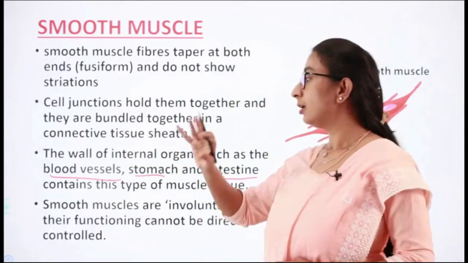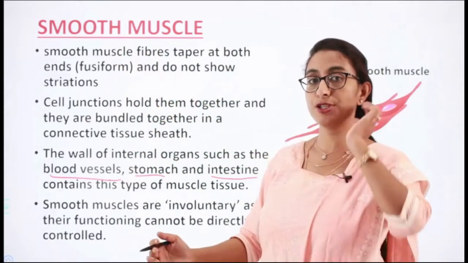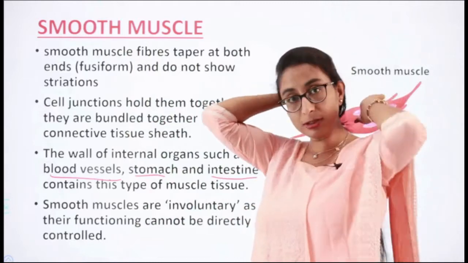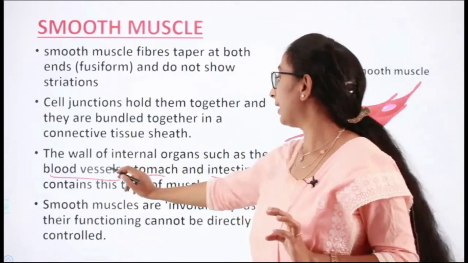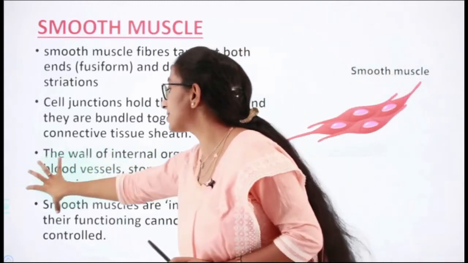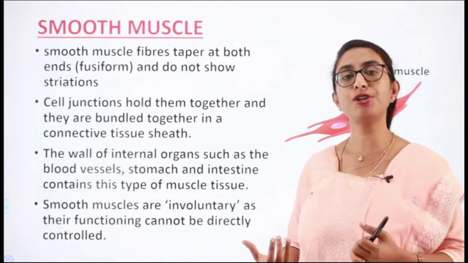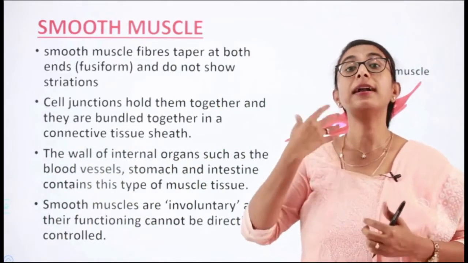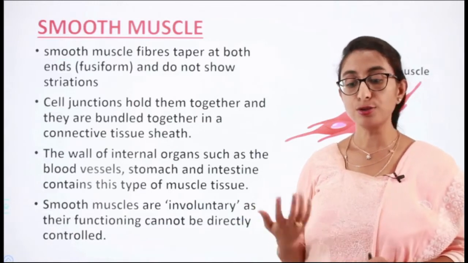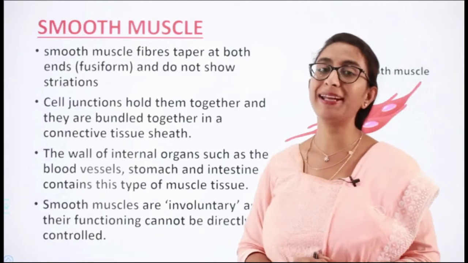So they will ask where you can find smooth muscles, and they will give you a list of options. Among them, you'll have to choose the option which says the smooth muscle is present in blood vessels, stomach and intestine. Then the smooth muscles are involuntary in nature. What do we mean by voluntary and involuntary? Voluntary means which is under our control. Involuntary means which is not under our control, right? So the smooth muscles are involuntary and their functioning cannot be directly controlled.